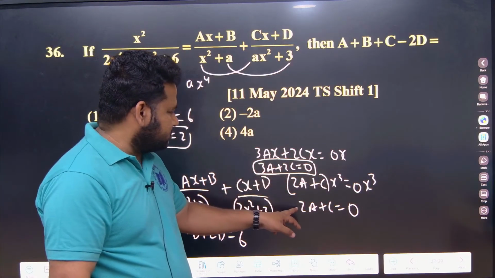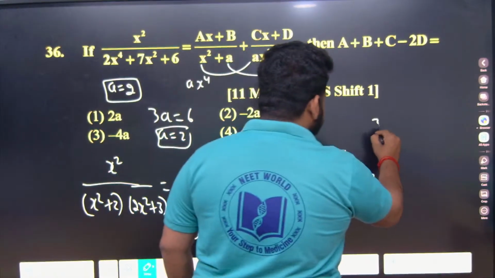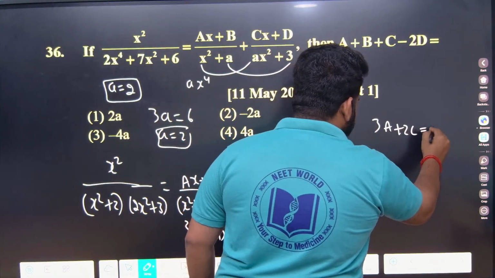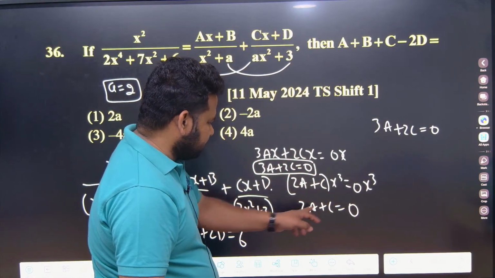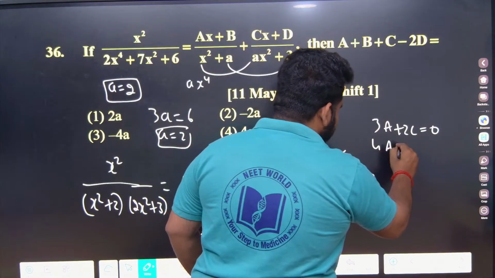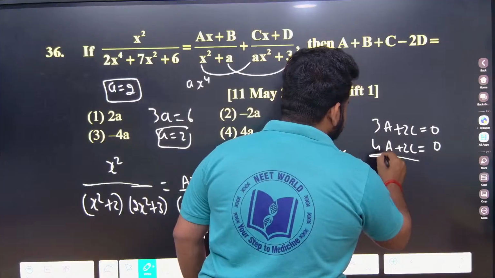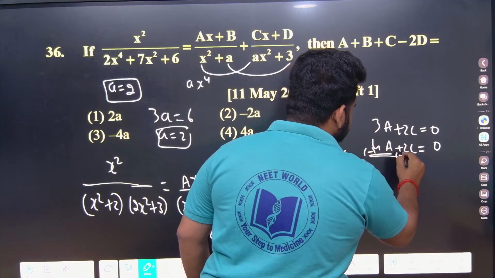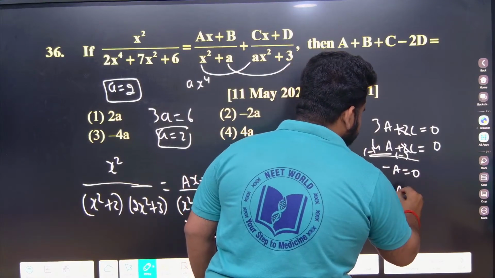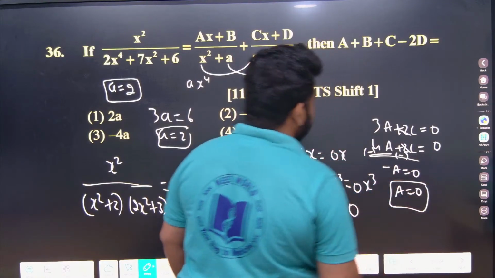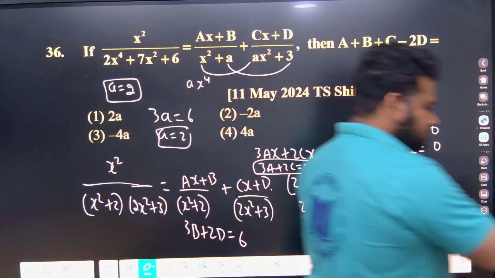3a plus 2c is equal to 0, 2a plus c is equal to 0. So what I will do? Let me solve these two equations. So I have to get 2c, that means I will multiply this by 2. So 4a plus 2c is equal to 0. On solving this, what I will get? This will cancel. So minus a is equal to 0. So I will get a is equal to 0. Okay.